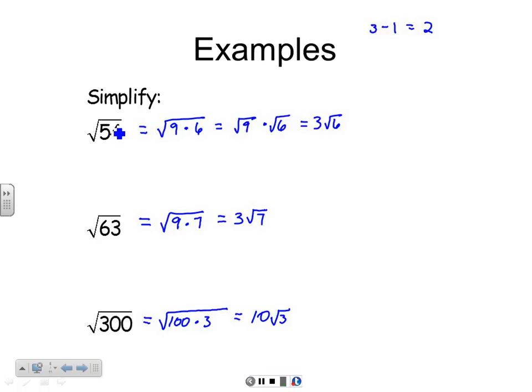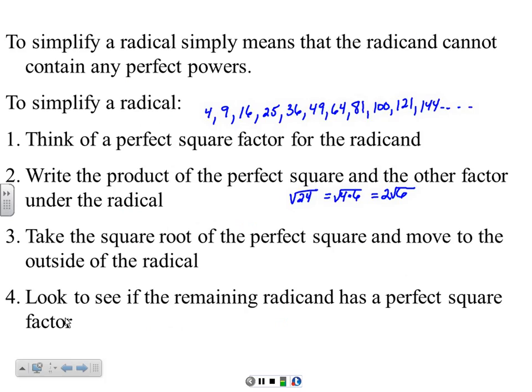So what happens if you don't take the biggest perfect square? So for example, if we take the square root of 300, and we use 25. Well, the multiplication problem turns into 25 times 12, and we take the square root of 25, which is going to be 5 square roots of 12. This is not simplified because 12 has a perfect square factor, and that's step number 4.